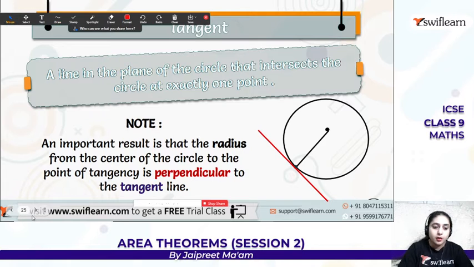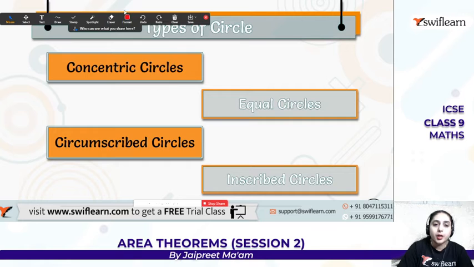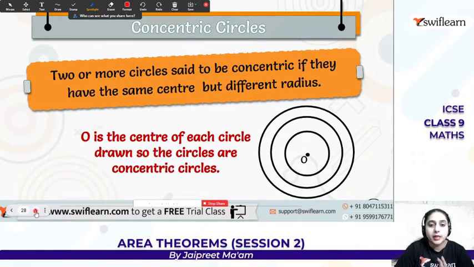Got it? Okay. So do you have any idea about the types of circle? Let's learn about the types of circle. So first is known as concentric circles, and we will learn them one by one. Equal circles, circumscribed circles, and inscribed circles. Let's see what they are. So concentric circles means like this. Two or more circles are said to be concentric if they have the same center but different radius, obviously.